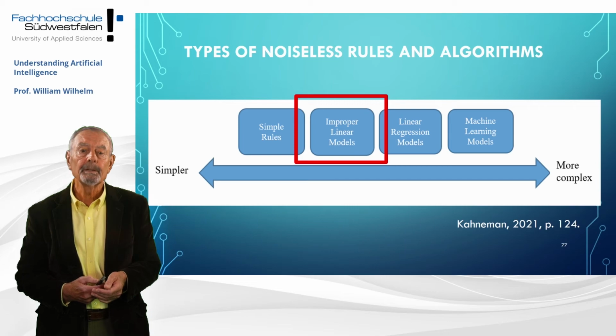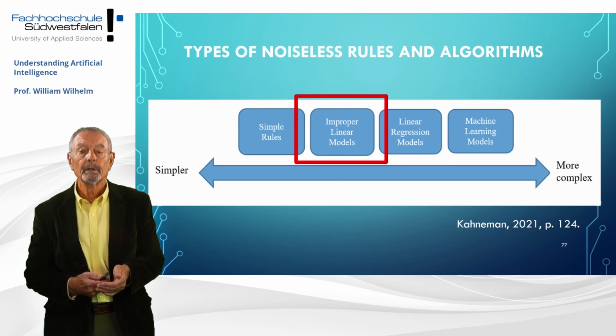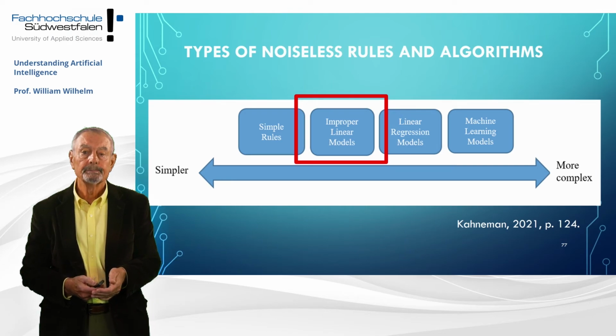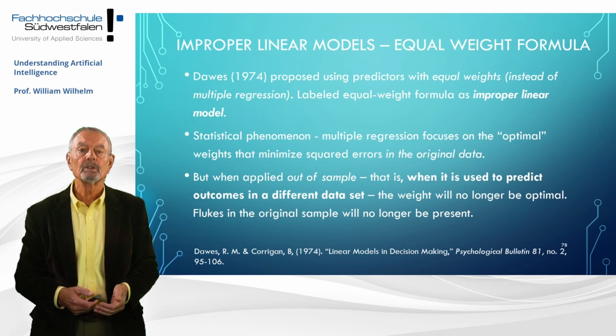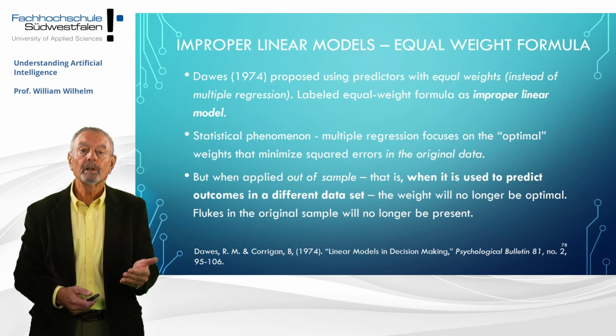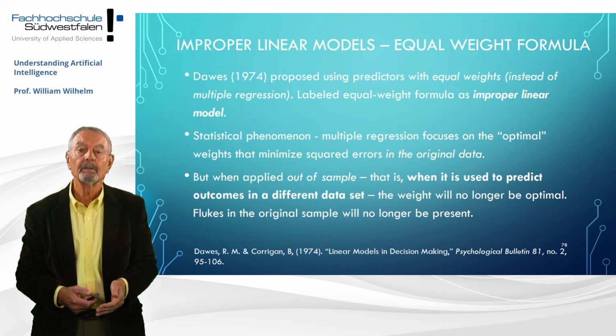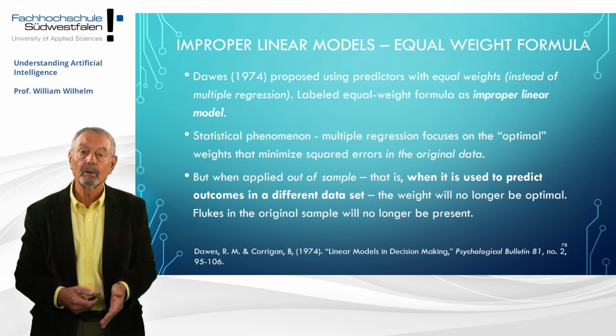For more simplicity, there are what American psychologist Robin Dawes called improper linear models. In 1974, Dawes proposed that instead of using multiple regression to determine the weight of each predictor for making predictions, use predictors of equal weights. He labeled the equal weight formula as an improper linear model. His surprising discovery was that equal weight models are about as accurate as proper regression models and far superior to clinical judgment.